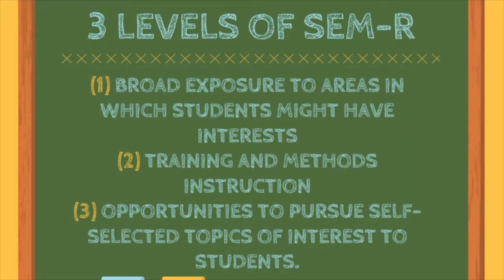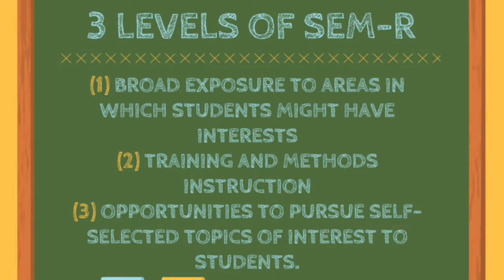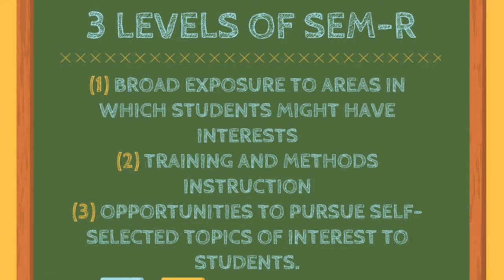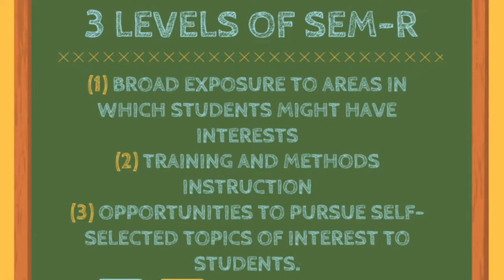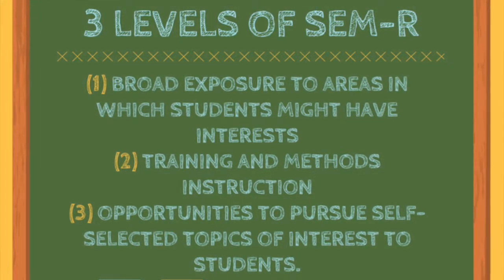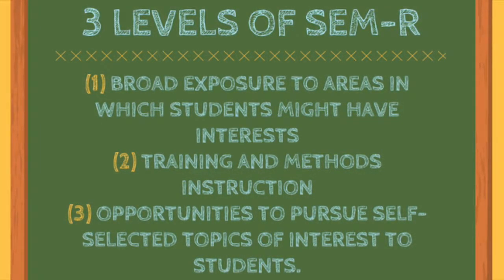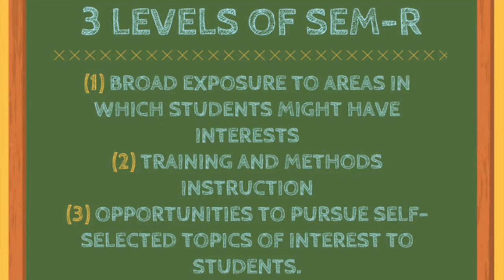The school-wide enrichment model has 3 levels of enrichment. 1. Broad exposure to areas in which students might have interests. 2. Training and methods instruction. And 3. Opportunities to pursue self-selected topics of interest to students. A case study investigated SEM-R using 3 phases.